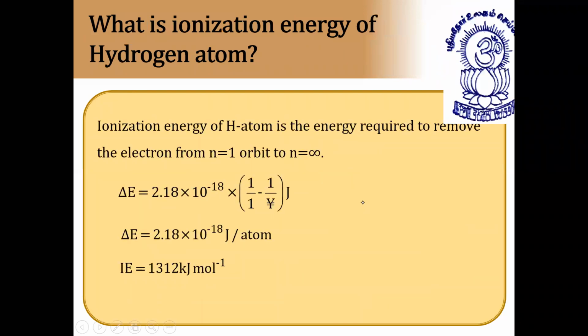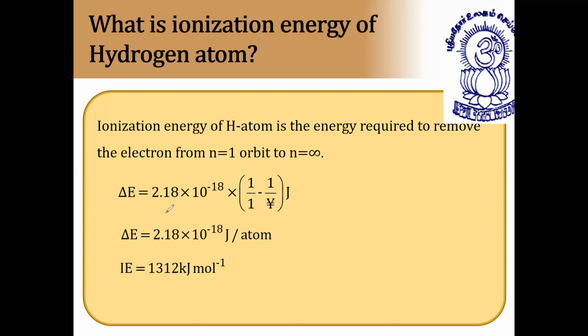Next, what is the ionization energy of the hydrogen atom? You know ionization energy means the energy of the electron. The amount of energy required to remove the electron from the neutral gas atom is called ionization energy. So the ionization energy of the hydrogen atom is the energy required to remove the electron from the orbit n is equal to 1 to n is equal to infinity. This is called ionization energy and is denoted as delta E.